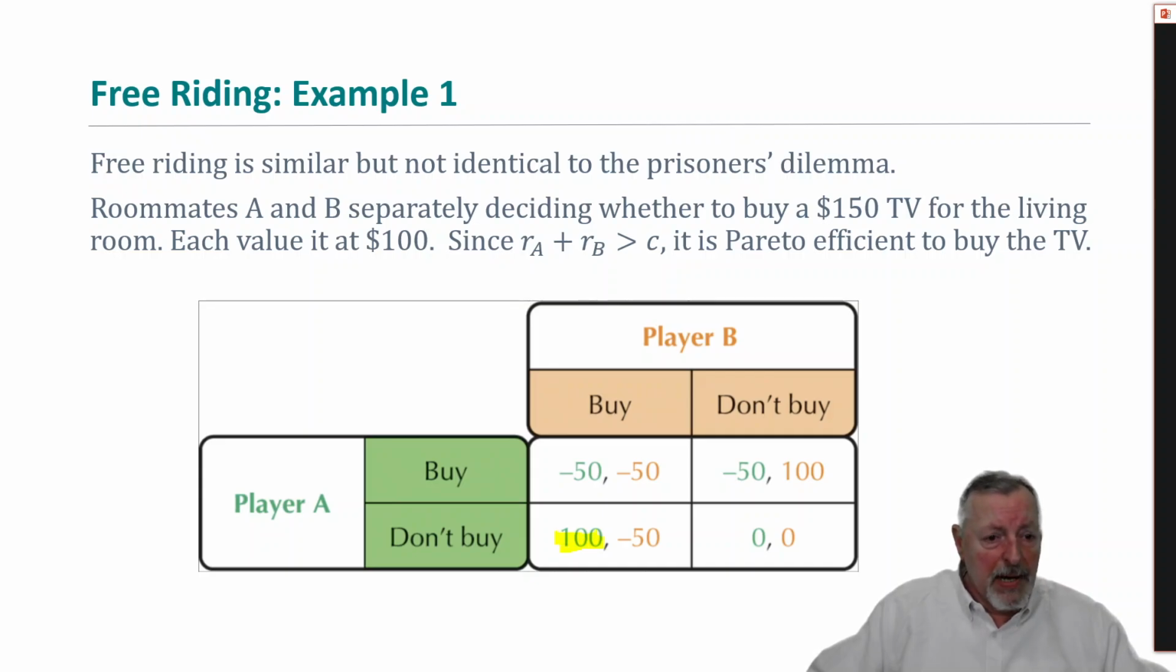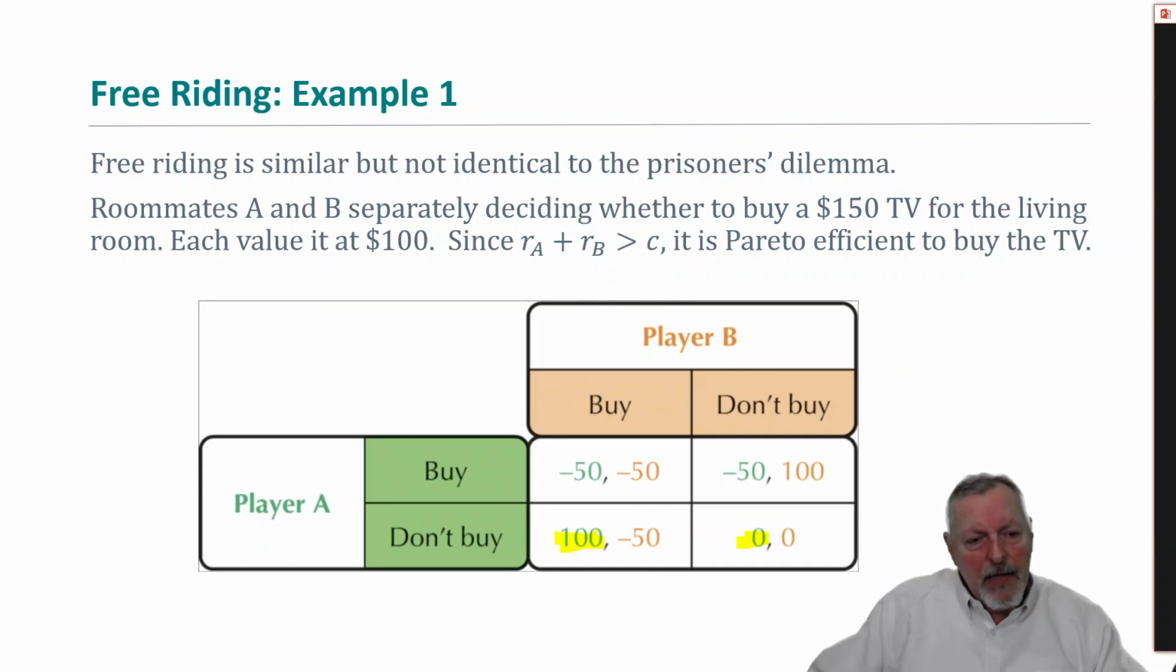If player B buys, player A should not buy. But then player A thinks, well, what happens if my roommate B does not buy the TV? What should I do? Well, then player A has a choice between buy the TV, the top right, and spend $150 on something that the player only values at $100, so it would be $50 worse off, or don't spend it and be even at $0. So again, player A should not buy the TV.